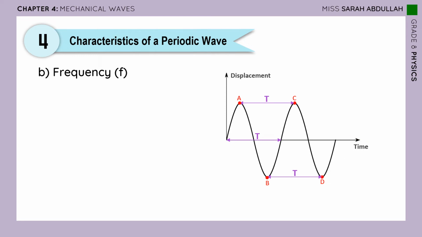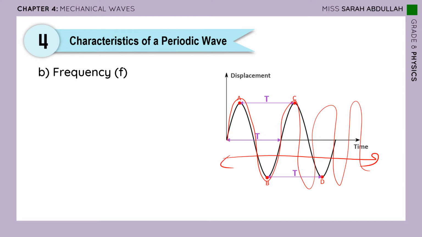The second characteristic is the frequency. Frequency comes from the word frequent. Like, does this happen more frequently or does this happen less frequently? So we use it in English. And so the frequency is how many vibrations I have in one second. The number of vibrations, the number of cycles, the number of oscillations that are performed in 1 second.